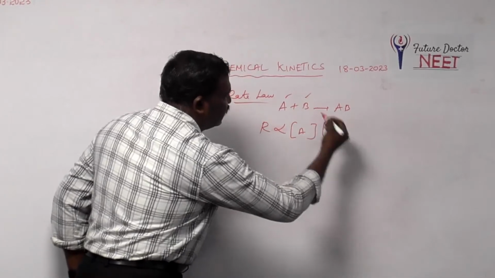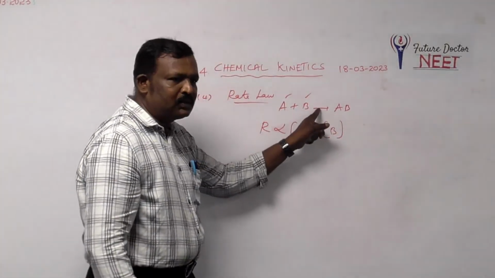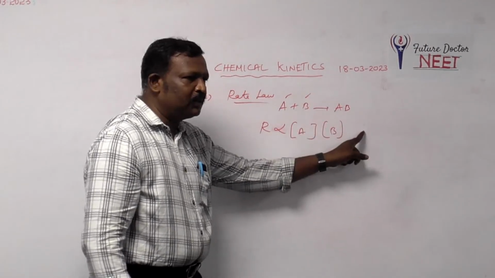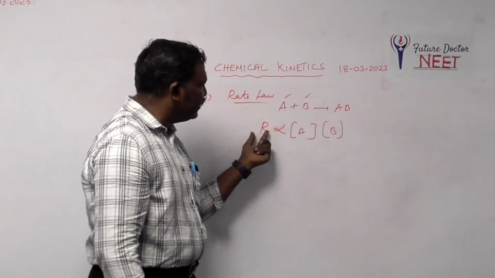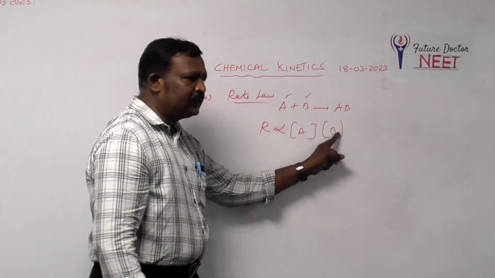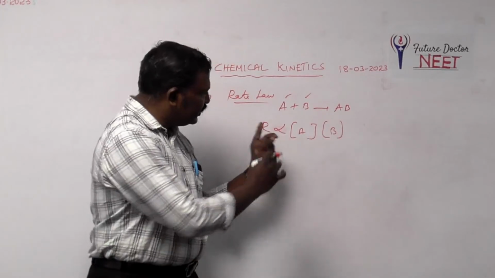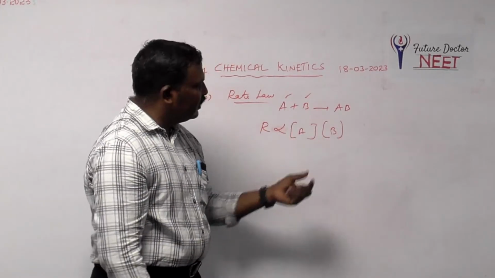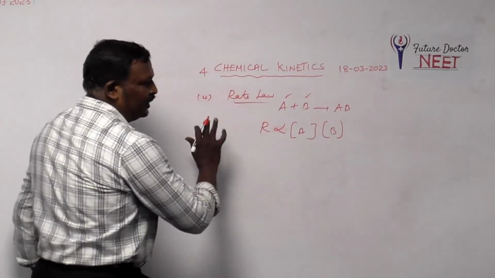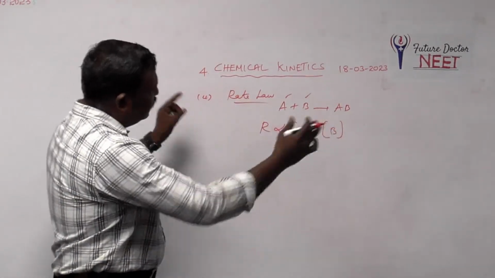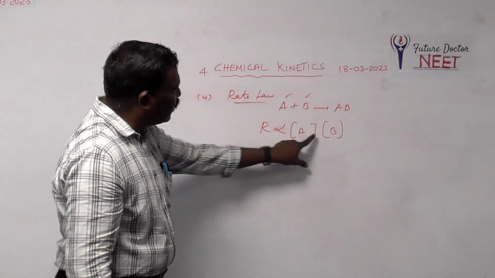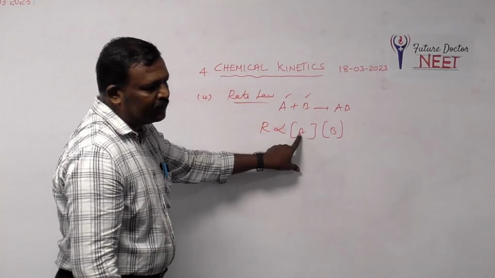Are you following this one? If I put one more reactant C also, D also I put here. Okay. So rate of reaction depends upon product of concentration of reactant. Understood? The rate of reaction depends upon only the concentration of reactant only. Understood? Okay. That's called rate law. Rate law nothing but this is the way to explain. Rate of reaction is directly proportional to product of concentration of reactant. Understood?